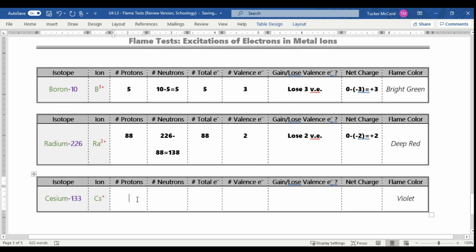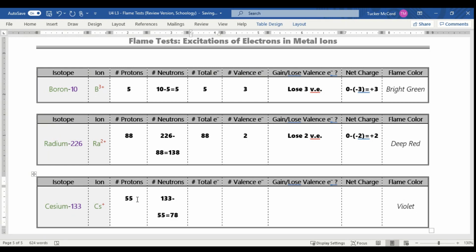Okay, so finally, cesium is in the first column of the periodic table. Its atomic number is 55, so it has 55 protons. 133 protons plus neutrons minus 55 protons should give us the number of neutrons. So again, calculator, 133 minus 55 gives us 78 neutrons. Our total number of electrons matches the protons, 55 total electrons. Again, it's in the first column, alkali metals.